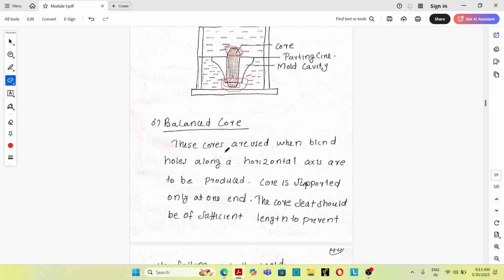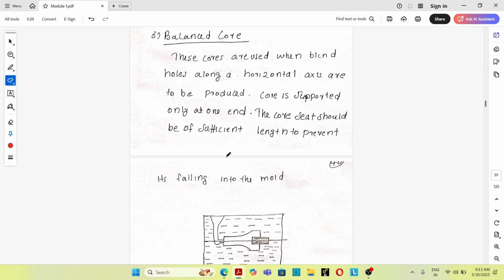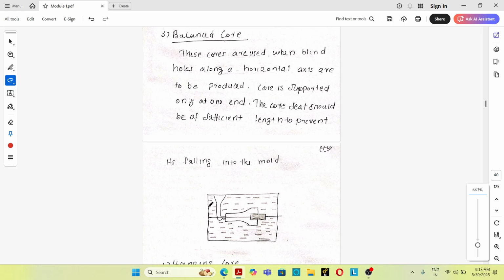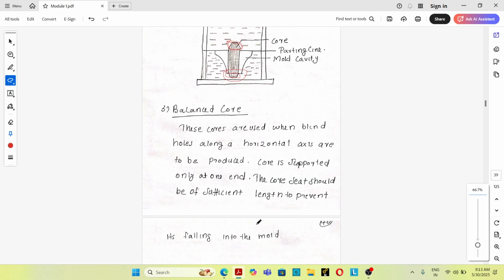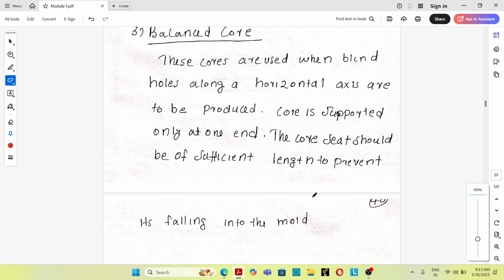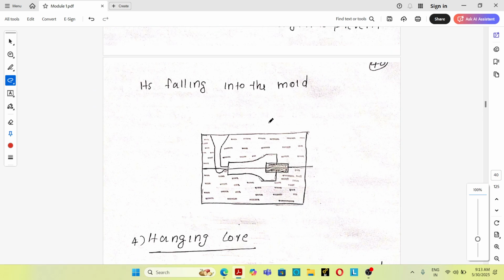And the third one is balanced core. Seeing this figure of a balanced core, what is its application? Balanced cores are usually used to produce blind holes in a casting. This is a blind hole, not a through hole. This is the balanced core.